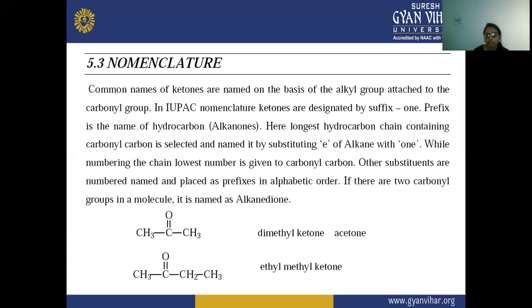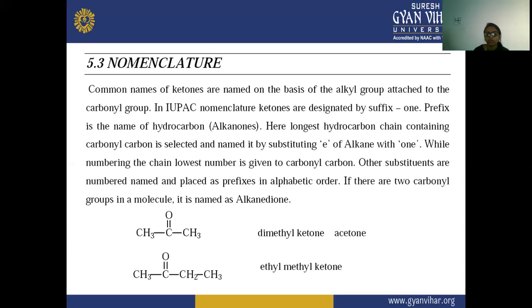Here the example given is CH3COCH3. We can number it from either side. Its name is dimethyl ketone, or you can say acetone. Its name is dimethyl ketone because two methyl groups are attached to this carbonyl carbon, and we have named it dimethyl ketone. Or in the simple common name, it is named acetone, according to the common or trivial system.